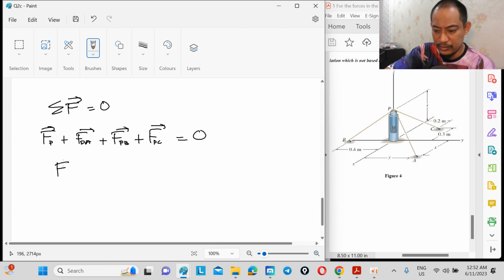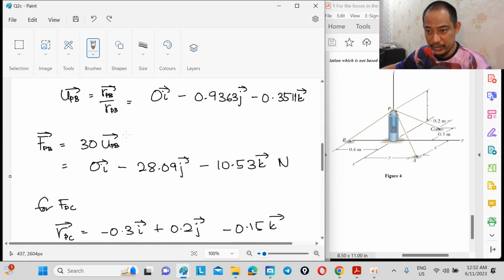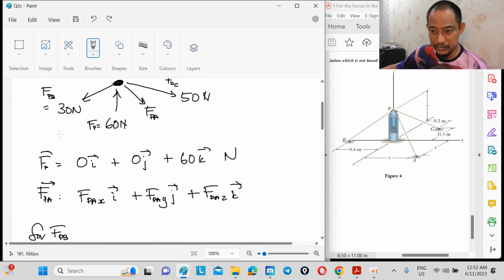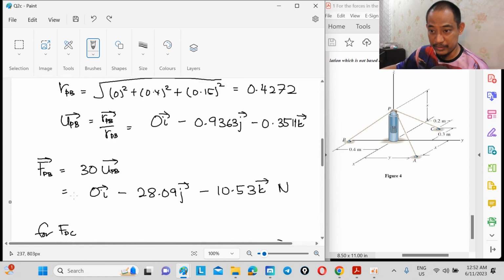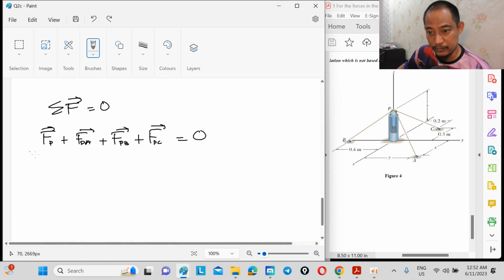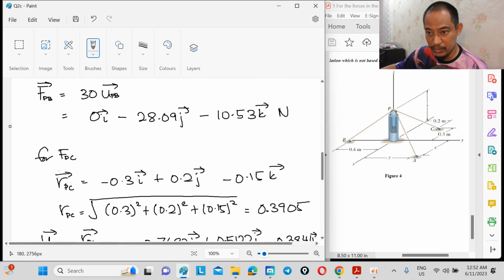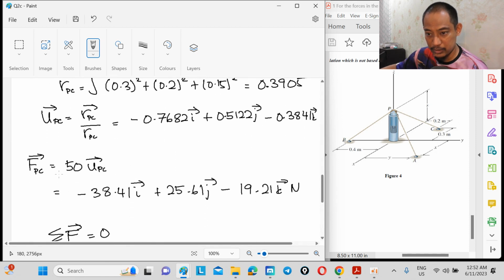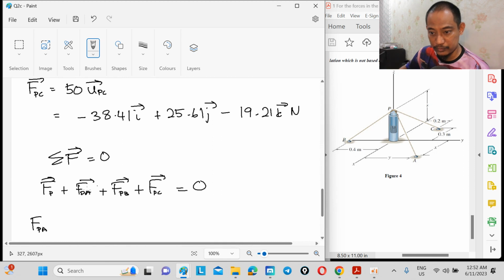How to do this? Okay, let's do that one first. If you add together, it will be equal to 0. So if you add all the x components, FP is 0, FPA is FPAx, FPB we get 0 as well. FPC we get minus 38.41. This is for I.